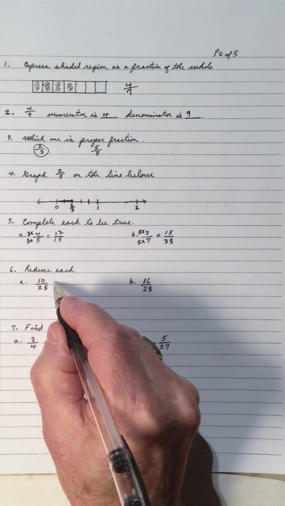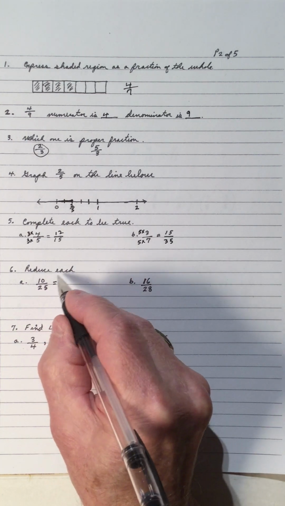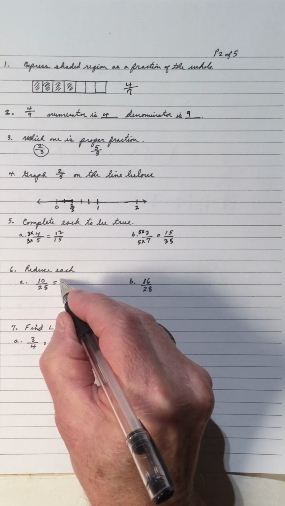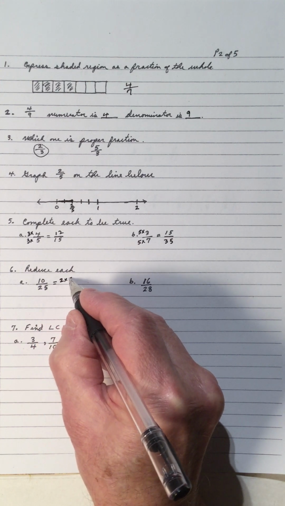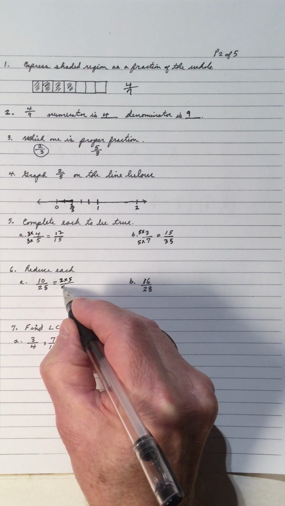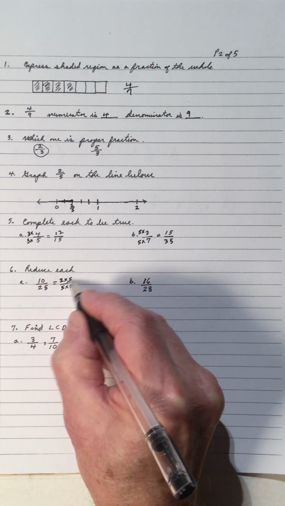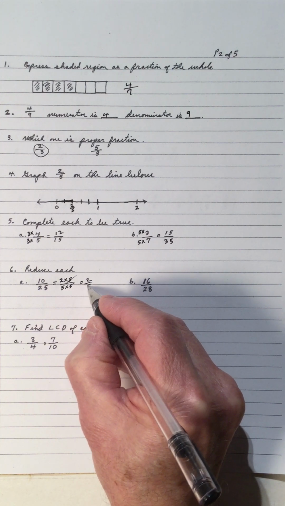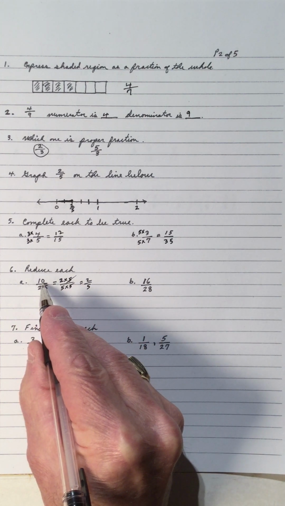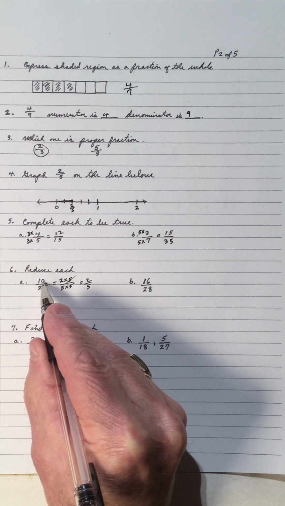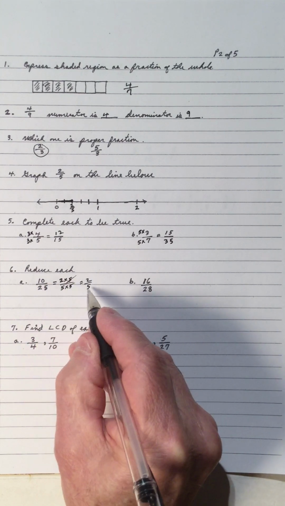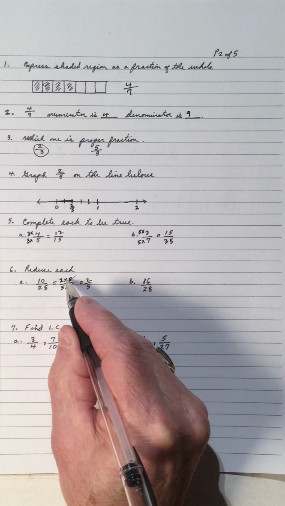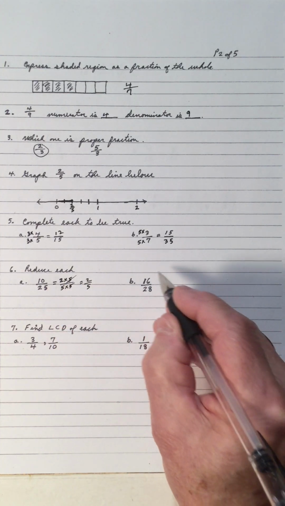Reduce each. Reduce means see if there's a common factor. So 10 is 2 times 5. 25 is 5 times 5. So to reduce, cancel the 5s, and you get 2/5. Or you could have looked and said 5 is a common factor. Divide 5 into 10 to get 2, 5 into 25 to get 5, without rewriting 2 times 5 and 5 times 5.